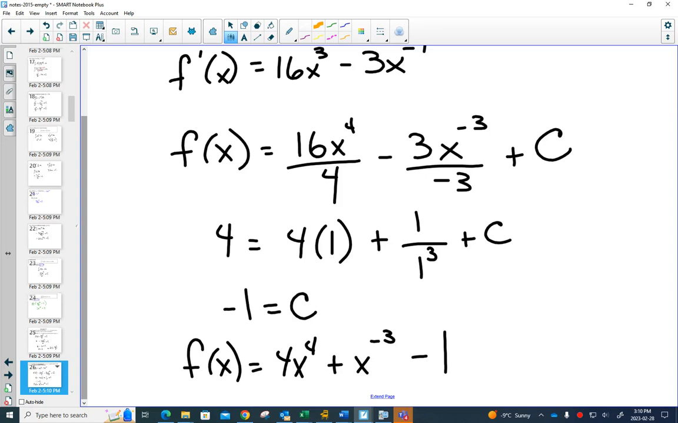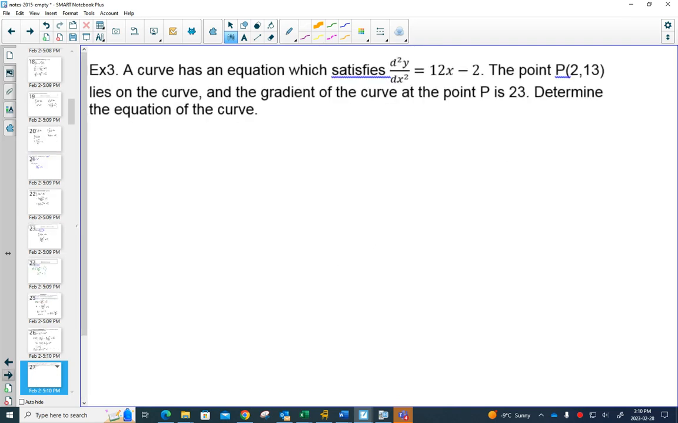So, should we make it a little bit more complicated? Yes. All right, here we go. Remember that notation? d2y over dx squared? What does that mean? That's the second derivative. So we have the second derivative. We have a point that's on the curve, and the slope of the curve at that point is 23. What's the equation?